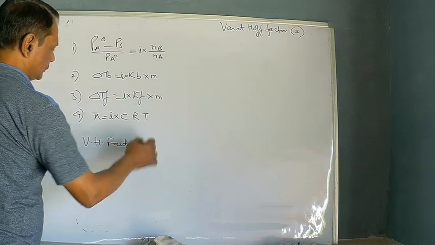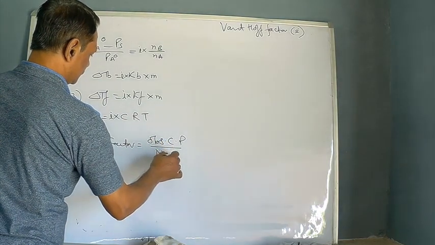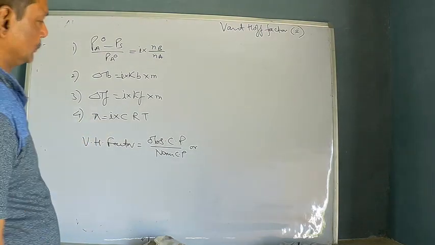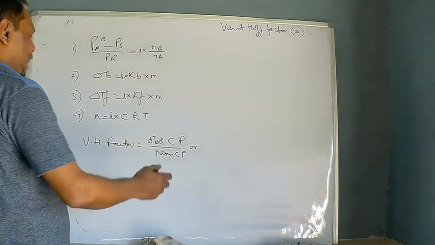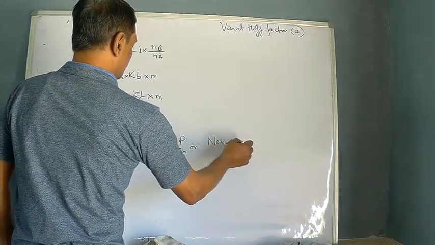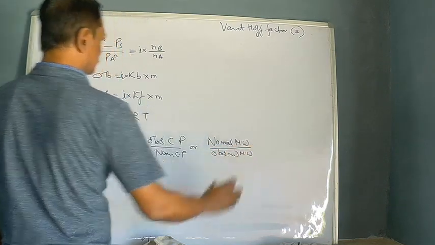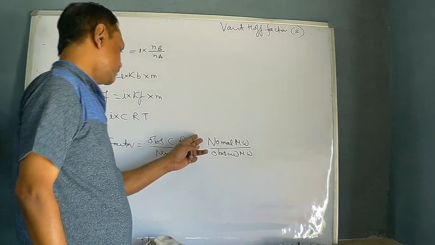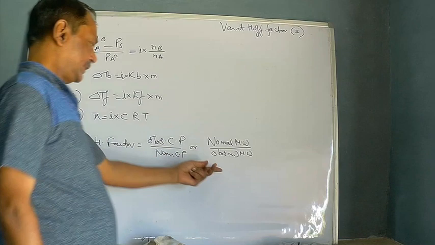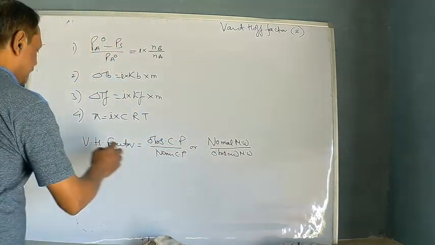So Van 't Hoff factor I can be given as observed Cp upon normal Cp. Or, since you know that Cp, colligative property, is inversely proportional to molecular mass, in the last lecture I already told you, so now we can write normal molecular weight upon observed molecular weight. Normal means molecular weight which is theoretically calculated, and observed means with the help of this formula we can find out observed molecular weight, and by dividing both we get Van 't Hoff factor I.